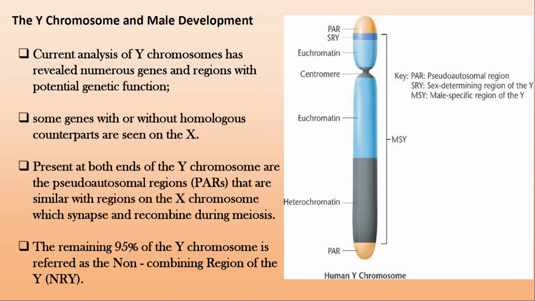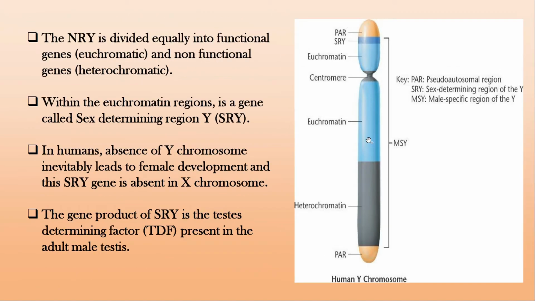And these are similar and they are present even in the X chromosome. And they can synapse and recombine during meiosis. The other 95% of the Y chromosome is referred to as the non-combining region, or NRY. So they will not be combined with the X chromosome during meiosis, and so it is called the non-combining region of the Y, or NRY.